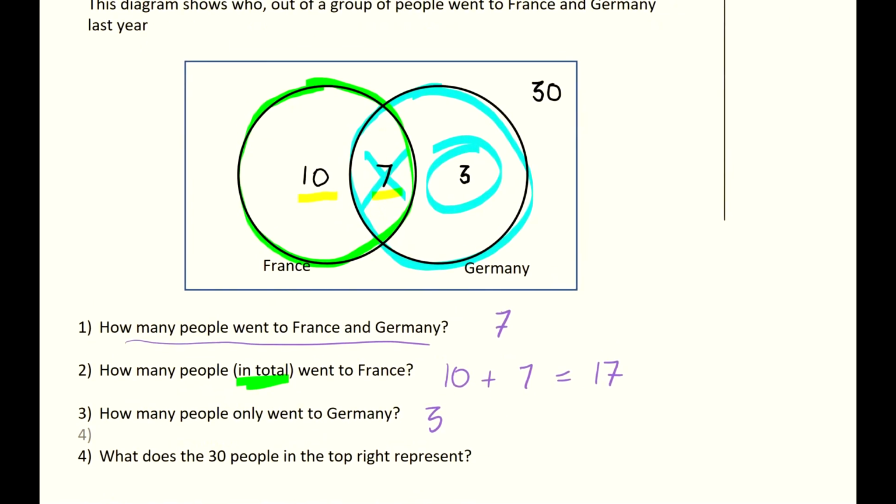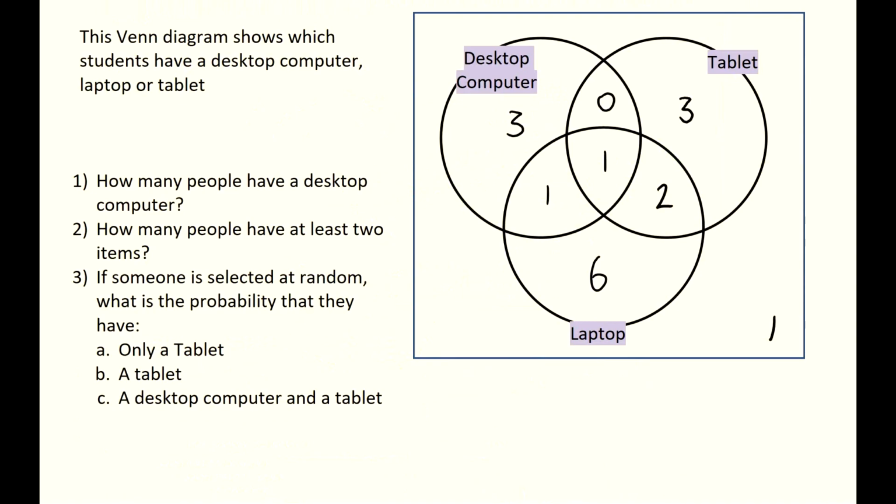And lastly, for this example question, what does the 30 people, that is this 30 over here in the top right, represent? Okay, so looking at this diagram, they are not in the France circle, they are not in the Germany circle, and that means that they did not go to France or Germany.